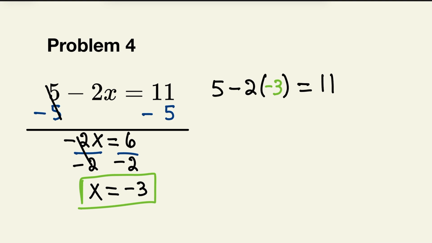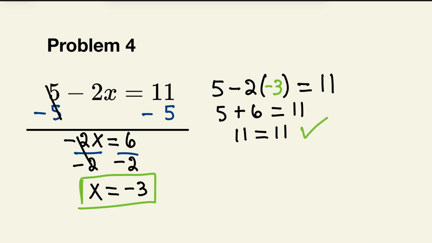All right, and so notice that we have negative 2 times negative 3. A negative times a negative is a positive. So negative 2 times negative 3 is 6. So that is 5 plus 6 equals 11. And 5 plus 6 does indeed equal 11. So our answer checks out.